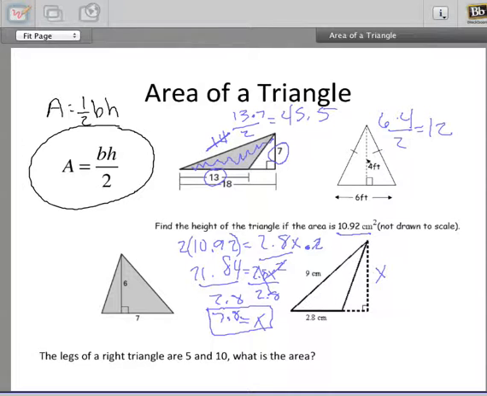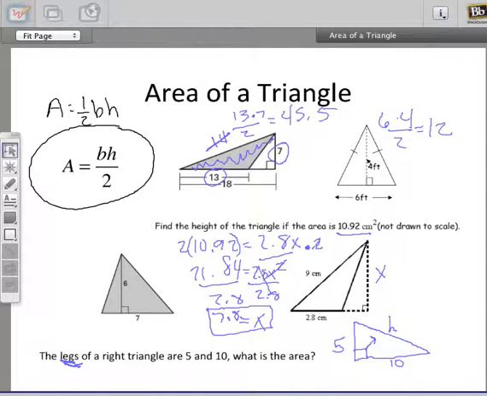And the next type of area problem you might see is something like this. The legs of a right triangle are 5 and 10. What is the area? Well, what we know about a right triangle is it has 2 legs and 1 hypotenuse. So the hypotenuse is always going to be across from the right angle. I say you can use that right angle like an arrow. It points at your hypotenuse. But the other 2 sides are just called legs. So 1 leg is 5 and 1 leg is 10.